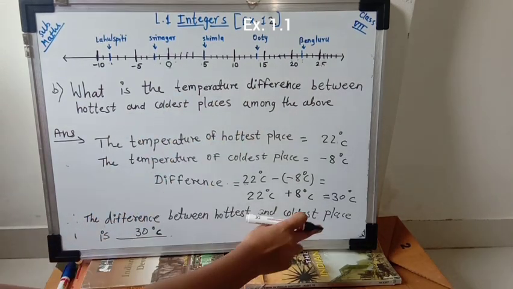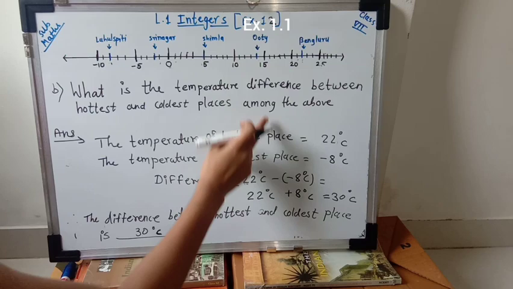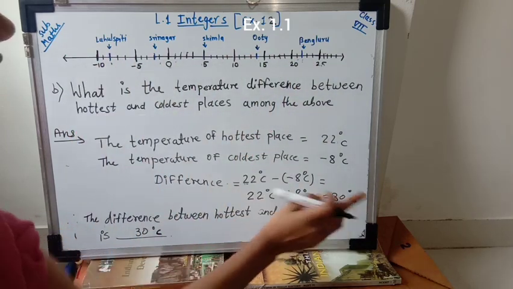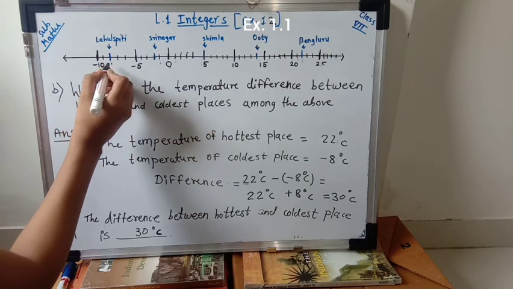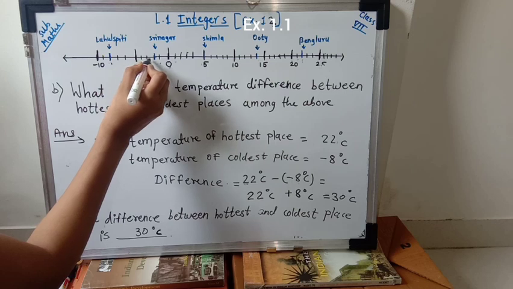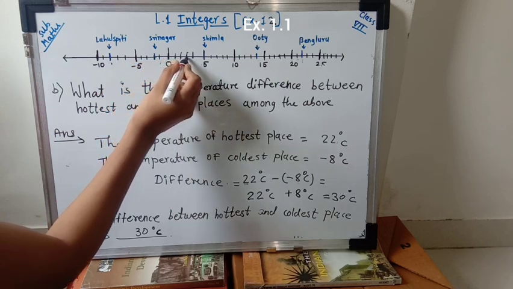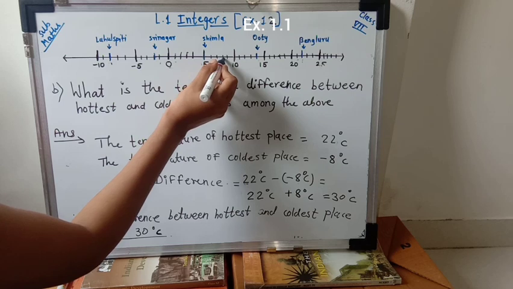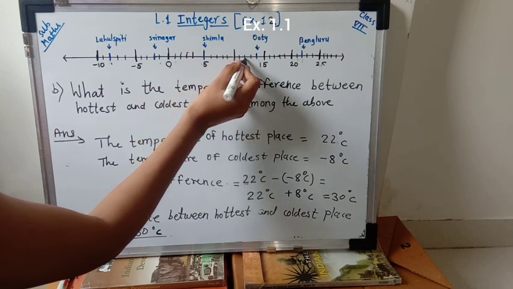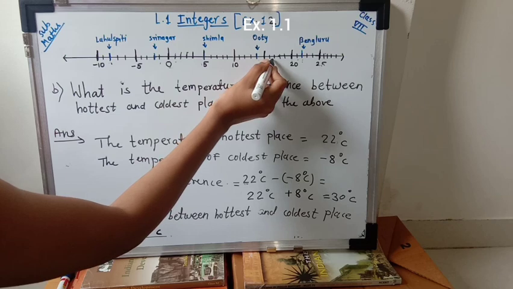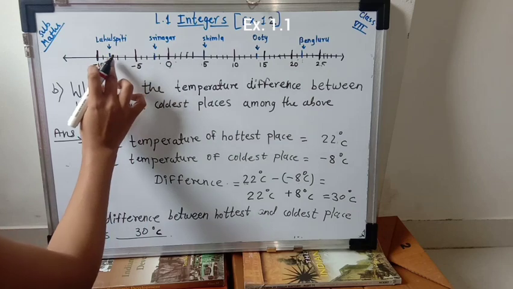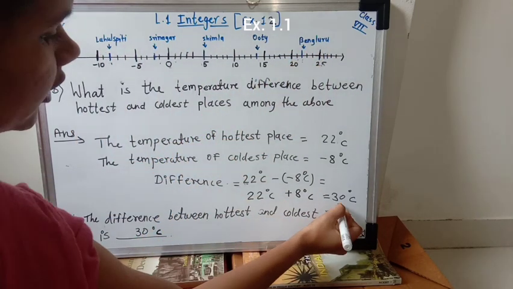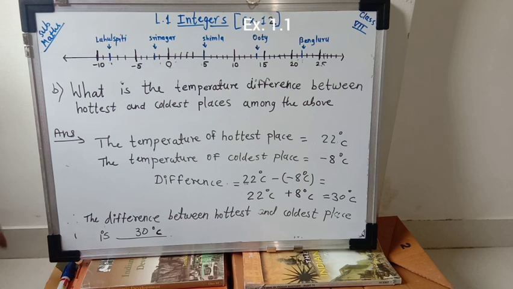Now, if we count, exactly the difference between Bengaluru and Lahul Spiti is 30 degree Celsius. Let's count each line. Okay, so we'll start from Lahul Spiti. 1, 2, 3, 4, 5, 6, 7, 8, 9, 10, 11, 12, 13, 14, 15, 16, 17, 18, 19, 20, 21, 22, 23, 24, 25, 26, 27, 28, 29 and 30. So you'll see the difference between Lahul Spiti and Bengaluru is 30 degree Celsius. Okay, let's move on to the next question.